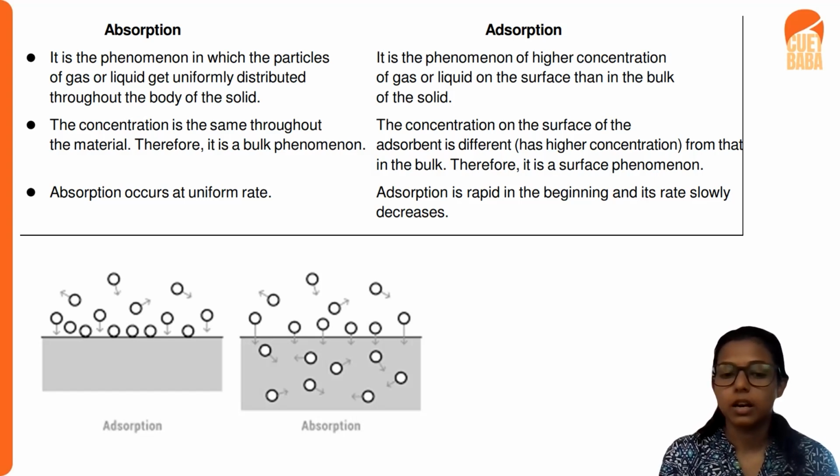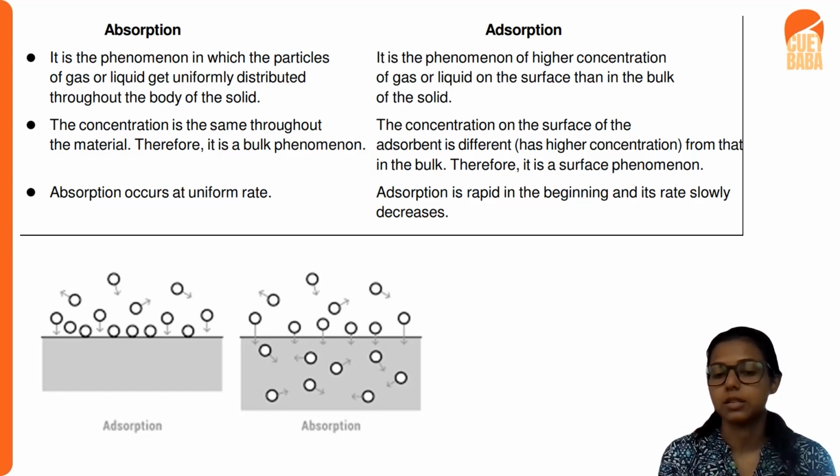There is a figure that shows adsorption and absorption here. In adsorption, there will be accumulation of substances only on the surface, and in absorption, there will be uniform distribution of the substance throughout the material that is absorbing it.